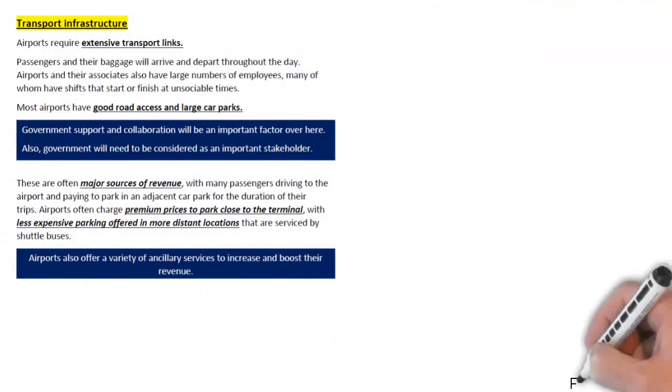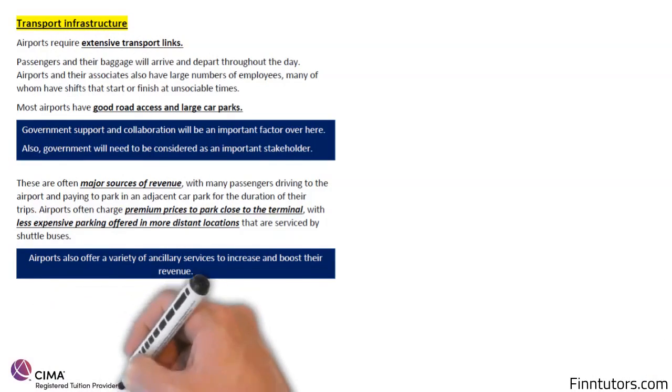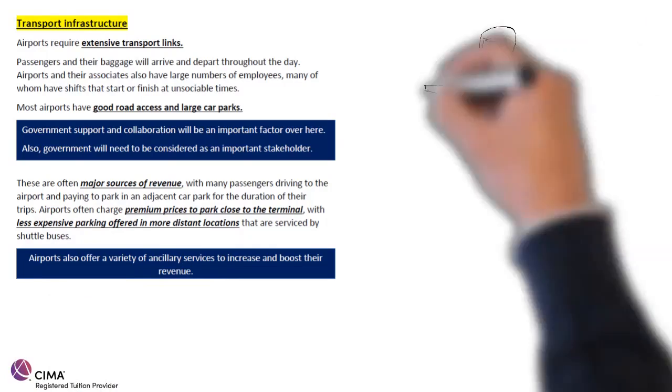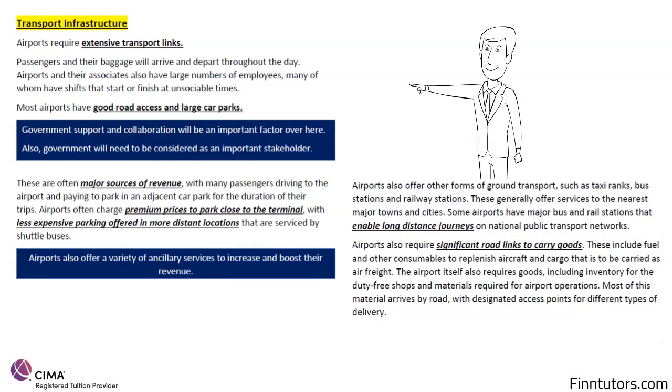We now speak about the next part, which is transport infrastructure. Airports obviously require extensive transport links for people to reach the airport or get out of the airport back into the city. Passengers and their baggage will arrive and depart throughout the day. Airports and their associates also have a large number of employees who work in shifts and they also need to travel to and fro. So connection for an airport is very important.